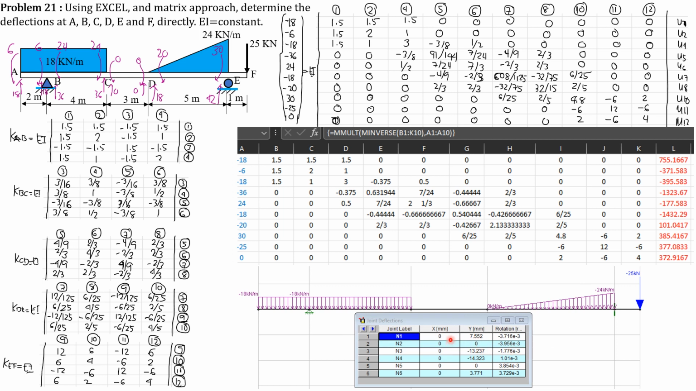So that's why you have here X is, of course, there's no horizontal load, horizontal displacement, just vertical. So 7.552 mm if you divide that by 100. This one, if you divide this by 100,000, it is negative 3.716 times 10 to the negative 3. Here it is theta B. So if you divide this by 100,000, negative 3.956 times 10 to the negative 3 radians. Then this one, delta C, if you divide this by 100, the shortcut, it will give us negative 13.237 mm, and so on and so forth. So that verifies the calculations and computations. So these are the forces.